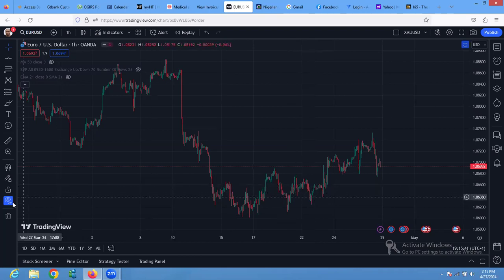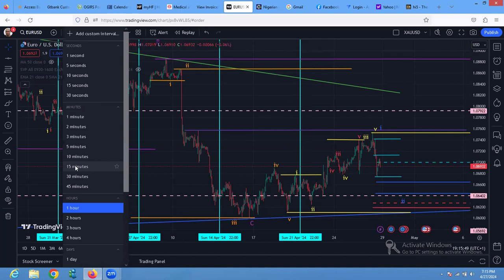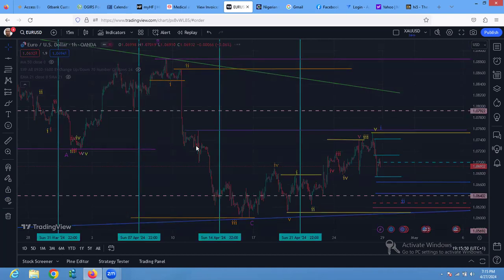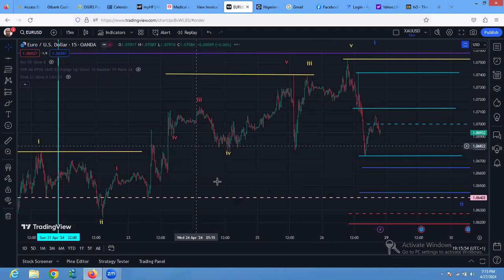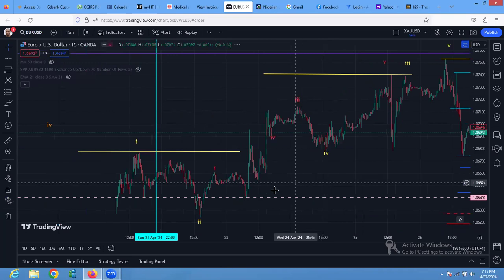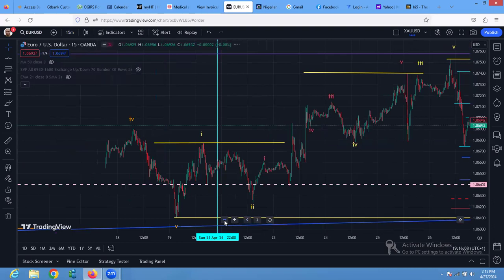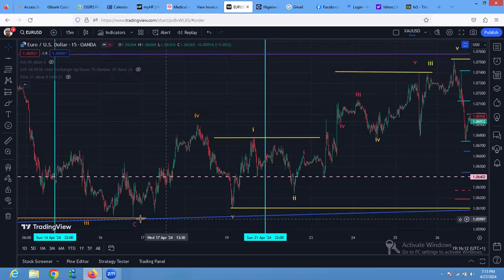Let me bring out the drawing so that you understand what I'm trying to say. Let me go on a 15 minutes time frame. So going on a 15 minutes time frame, what I can see here is that we have done a 4 and a truncated 5 here, even though the 3 had pulled lower here. So a 4 over 3, a 3 over 3, a major 4, and a truncated 5.